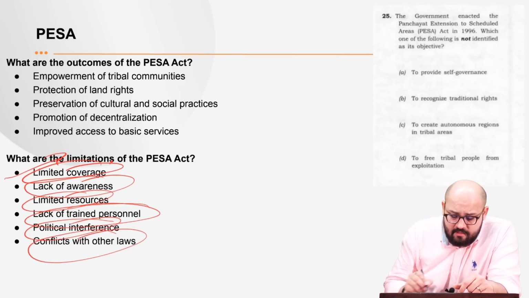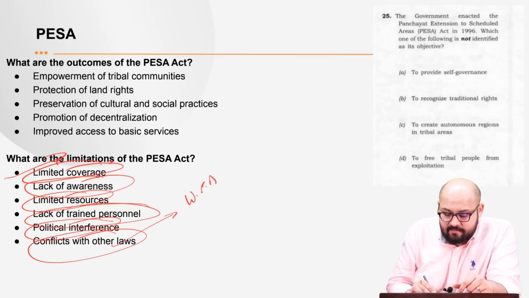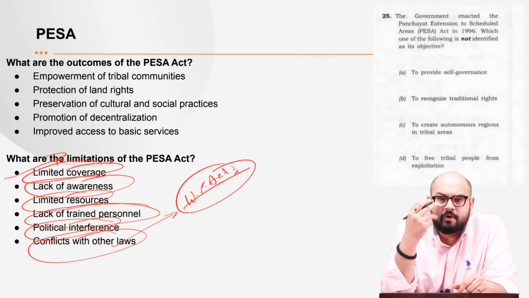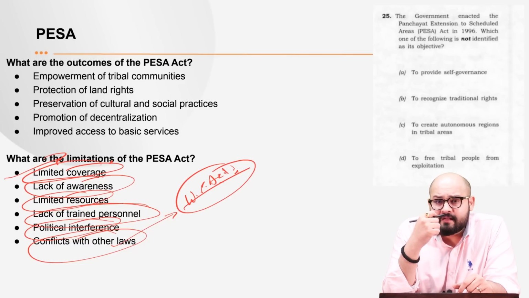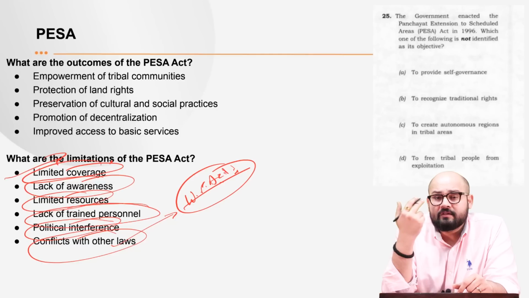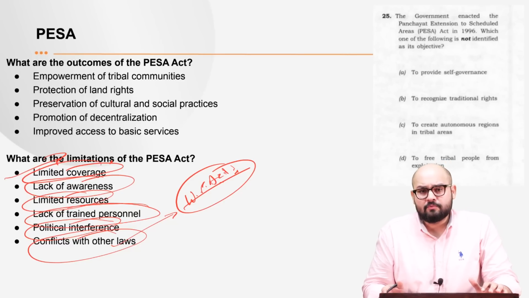Then it is also in conflict with other laws. See, it is in conflict with the Wildlife Protection Act. Right, so we are giving powers to the tribal communities under the PESA Act, but it sometimes is in confrontation with the Wildlife Protection Act or the Forest Rights Act. So there is incoherence when it comes to different acts.